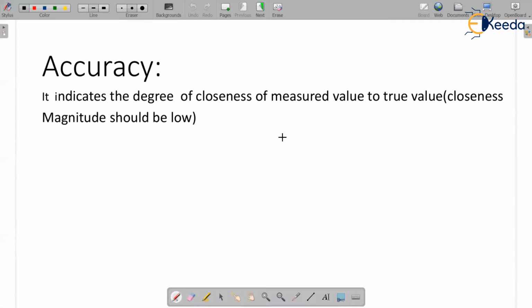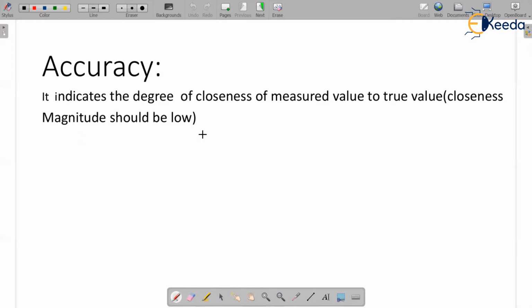So let's start. Accuracy in static characteristics. The first topic is accuracy. Accuracy indicates the degree of closeness of the measured value to the true value. Closeness magnitude should be low.